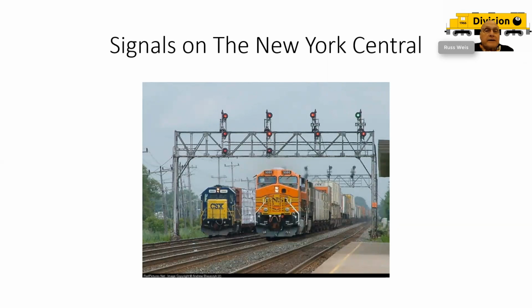So up on the screen now is the old New York Central Main Line just east of Buffalo, which is one of the spots on my layout. And this is a really neat shot because on the two tracks here that we're facing, we have the interlockings or absolutes, as they're called. And over on the two on the right, we have blocks or permissives.